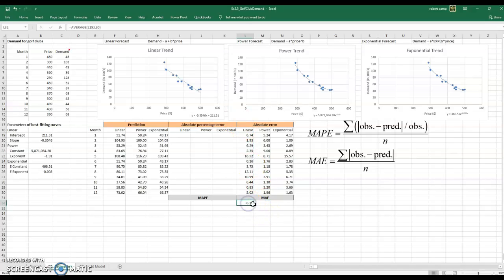And then I will just drag this over. I will get all three of those, and we can see based on the absolute error, it looks like the power equation is the best. Let's do the percentage error though.